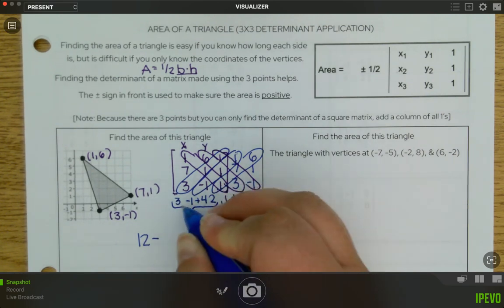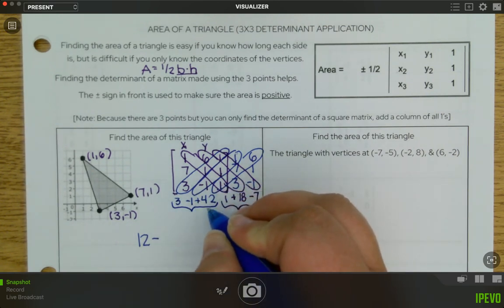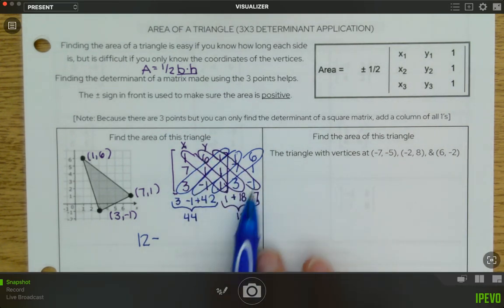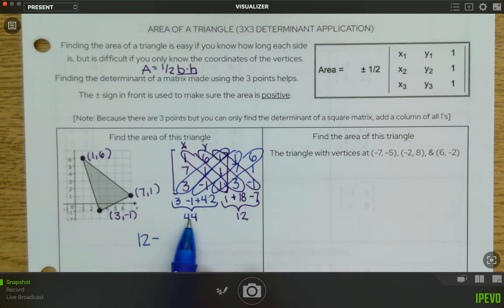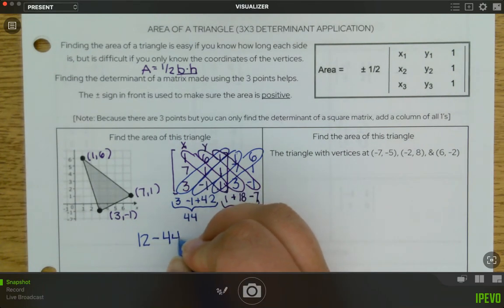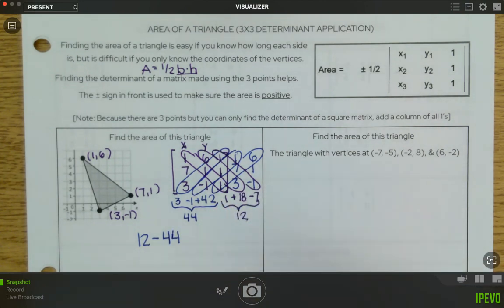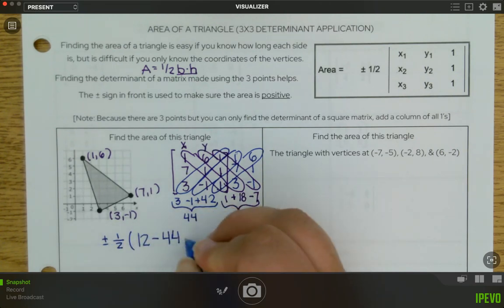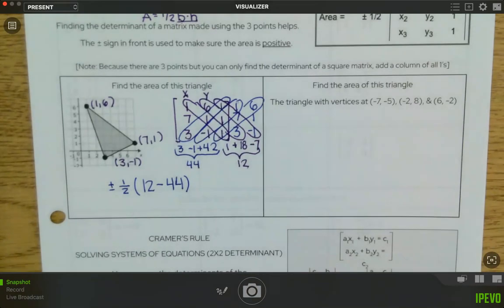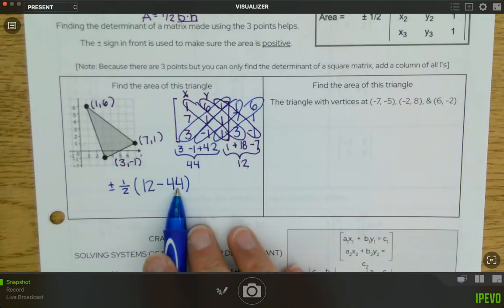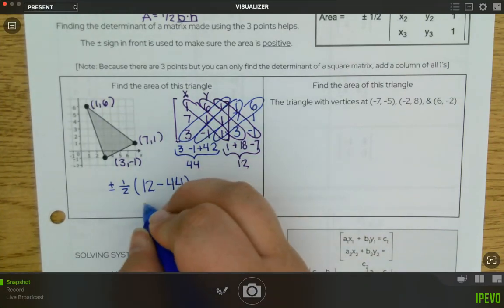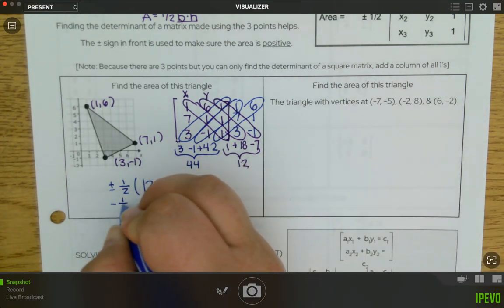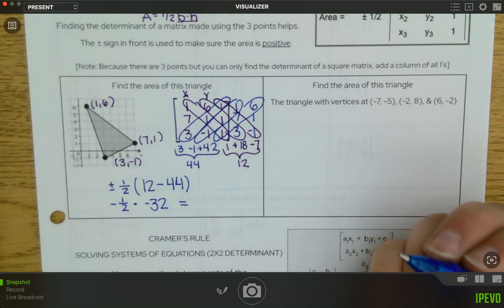And 3 minus 1 plus 42 is 44. So you're going to take the one you got first, 12, minus the new one, 44. And then to find the area of the triangle, you're going to multiply that by plus or minus 1/2. Since 12 minus 44 is a negative number, it's negative 32, you're going to multiply negative 32 times negative 1/2 so that it turns into a positive 16.